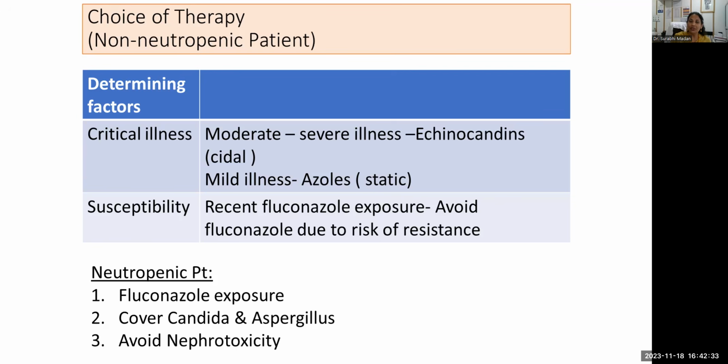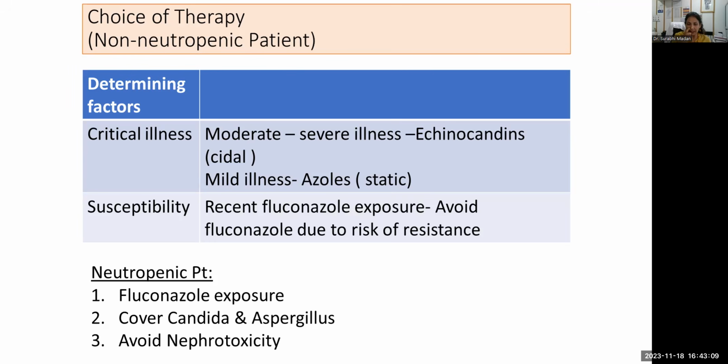However, if you have a patient with moderate to severe illness, like our patient who is on a ventilator and has worsened with leukocytosis and new onset fever, and who is not stable, there echinocandins, which are cidal agents and which have been proven to have better outcomes as compared to azoles in this subgroup, are the drugs of choice to begin with. Similarly, if there is a history of recent fluconazole exposure, we should avoid fluconazole due to risk of resistance till we have a confirmed sensitivity in our hands.